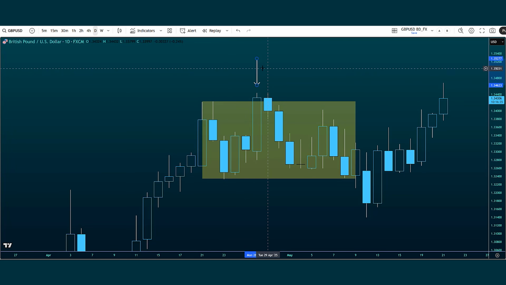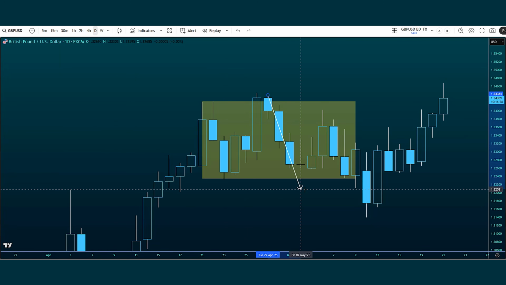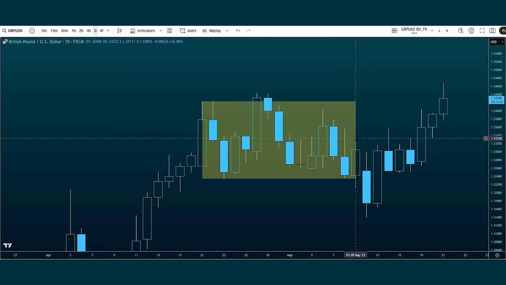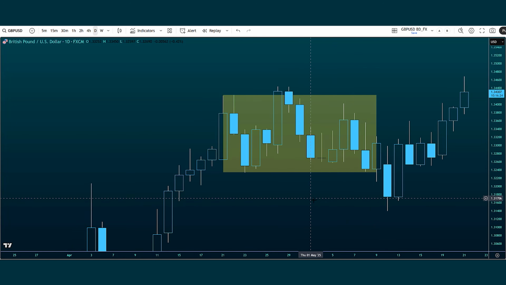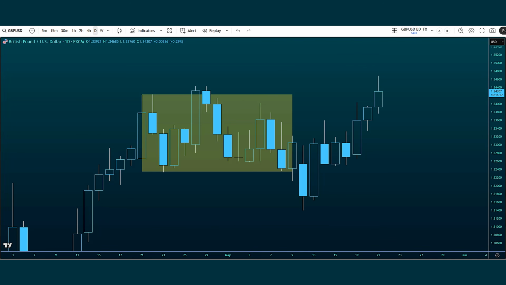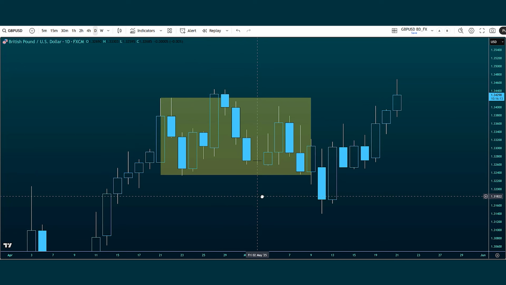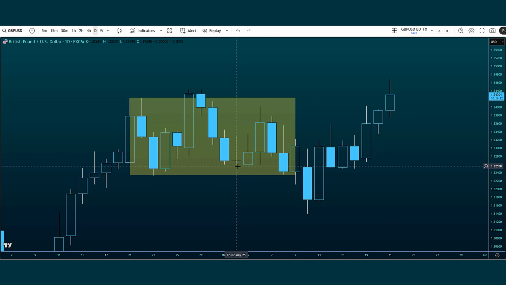If you see that price takes out the range high and starts to sell off, where do we think it's going? To the low of the range. So in this case, we understood this with GBPUSD, and we were looking for opportunities. Because we knew that price was going to go down to the low of this range, we're looking for opportunities to short.